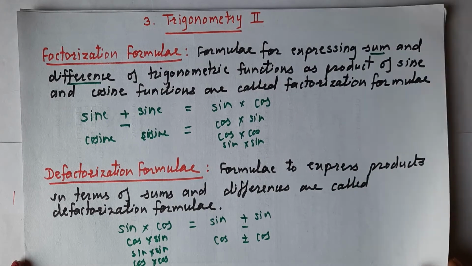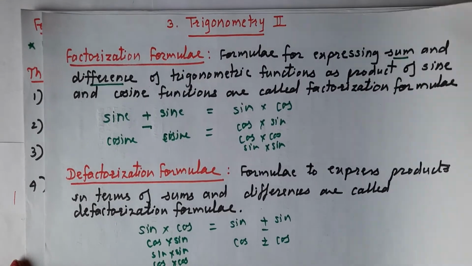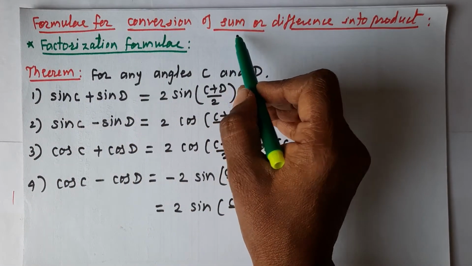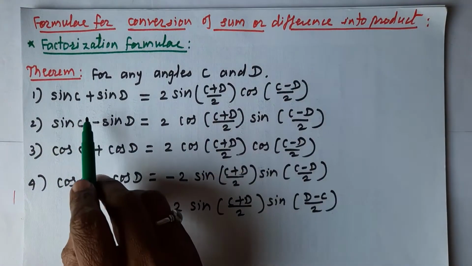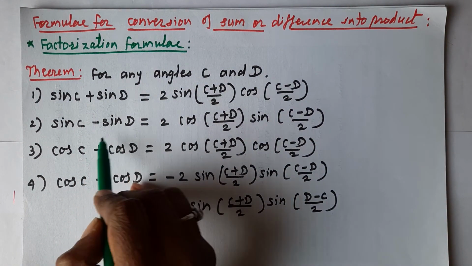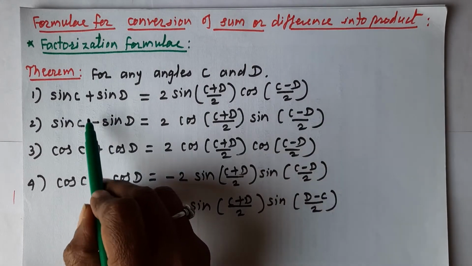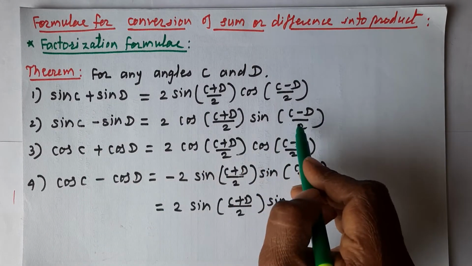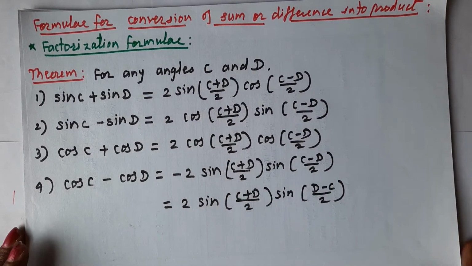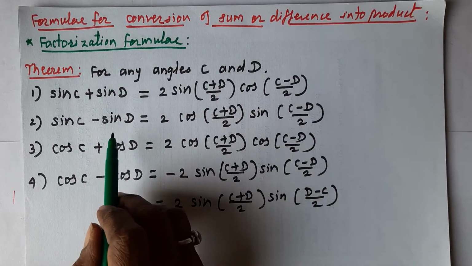To clear this concept, let's see the actual formula. Formula for conversion of sum or difference into product. Means we are converting this sum and minus sign into product. These formulae are called factorization formulae. Now let's see the theorem.